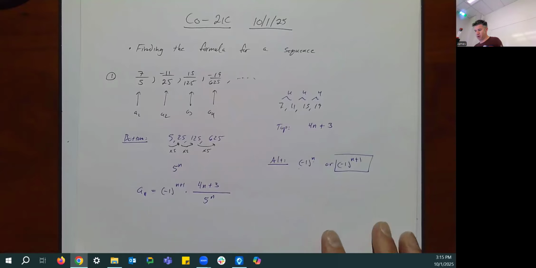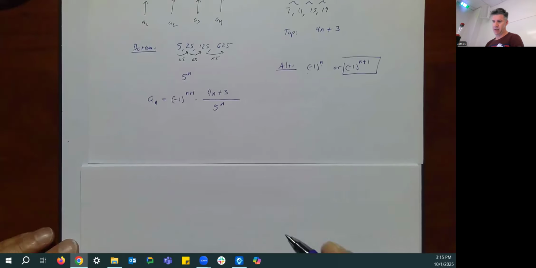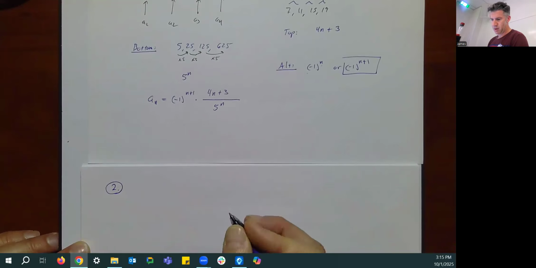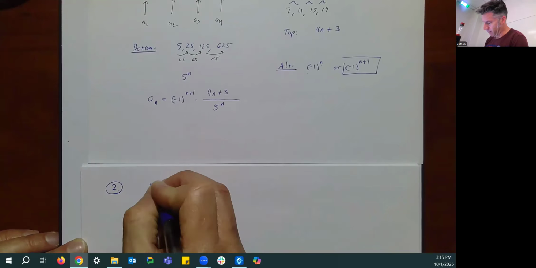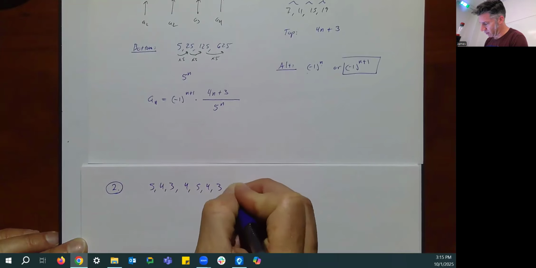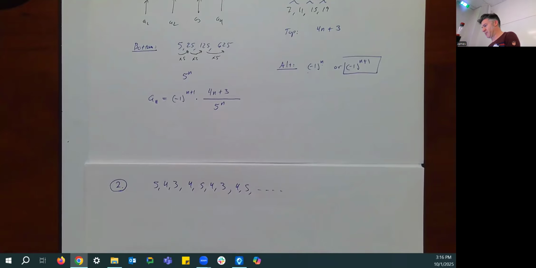So let's look at a couple more. A few more. So let's say we had something like the following: 5, 4, 3, 4, 5, 4, 3, 4, 5, and so on and so on. Which in my opinion is one of the more annoying examples.